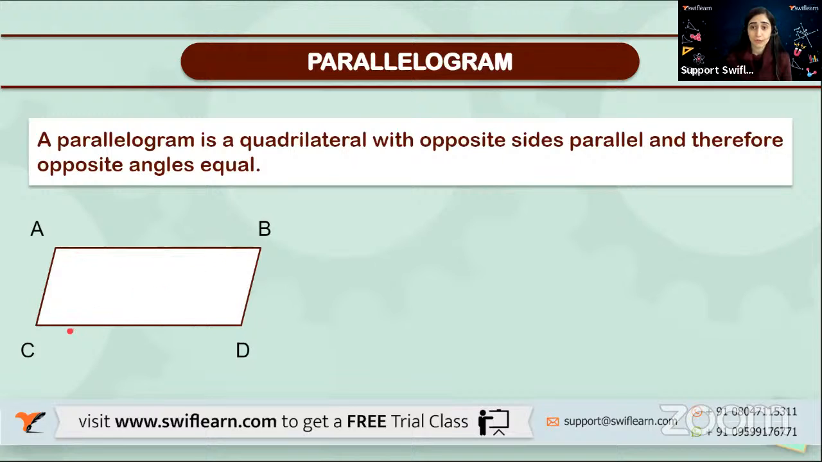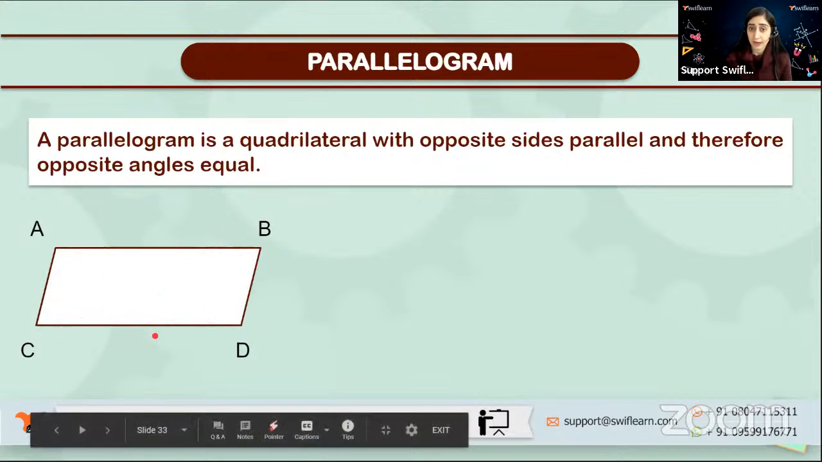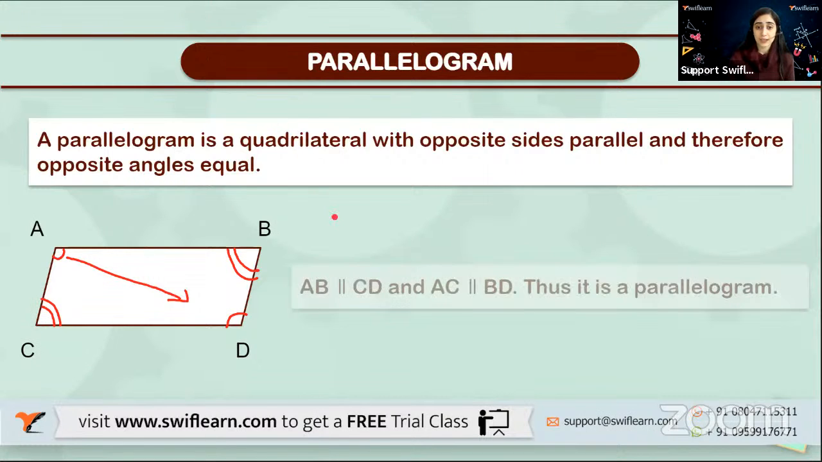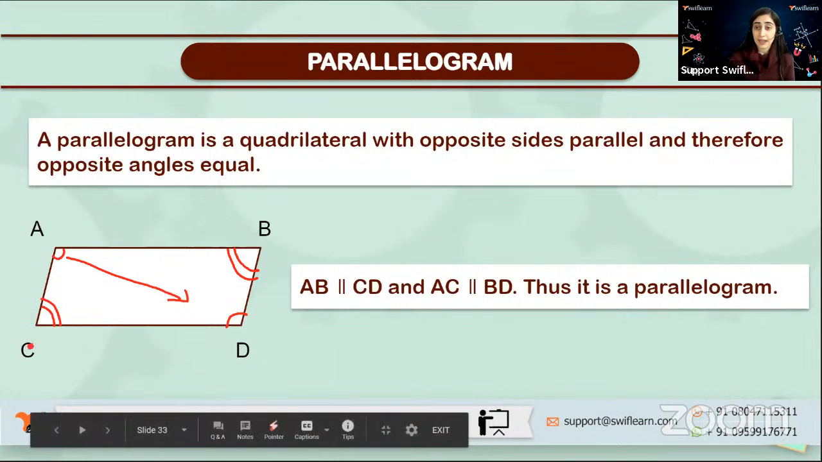So these two opposite sides are parallel to each other, and the opposite angles. What does the opposite angle mean? What is the opposite angle of angle A? This one in the opposite direction, angle D. The opposite angle of B is angle C. I'm making a different mark so that you can realize what I want to say. In this case, these two angles are equal. So line AB is parallel to line CD and line AC is parallel to line BD. Thus, it is a parallelogram.